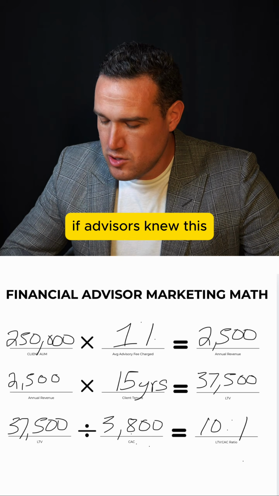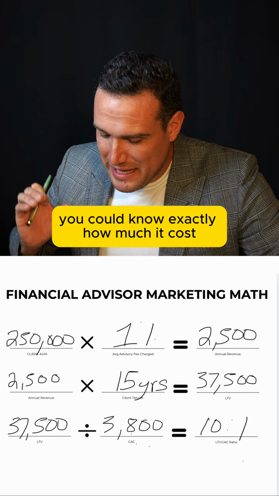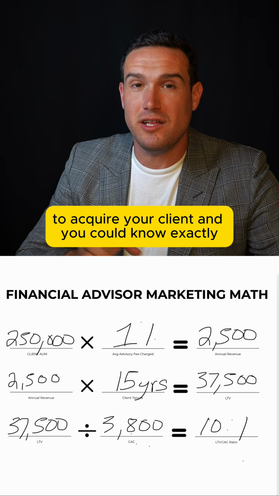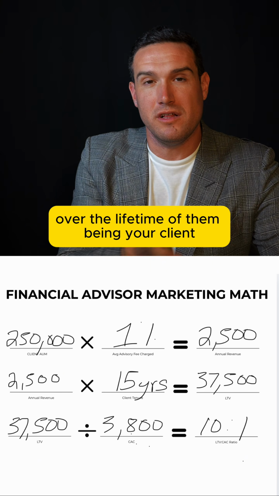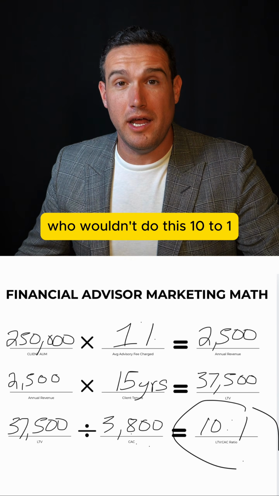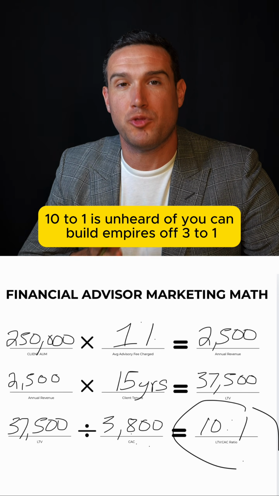See, if advisors knew this, that online marketing could be predictable. You could know exactly how much it costs to acquire your client, and you can know exactly how much that client is going to pay you over the lifetime of them being your client. Who wouldn't do this? 10 to 1. 10 to 1 is unheard of. You can build empires off 3 to 1.